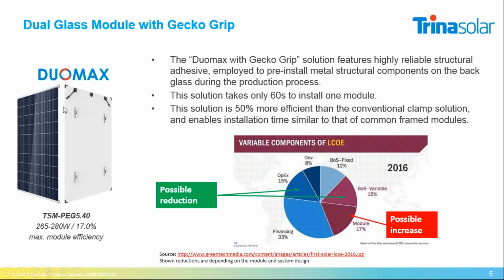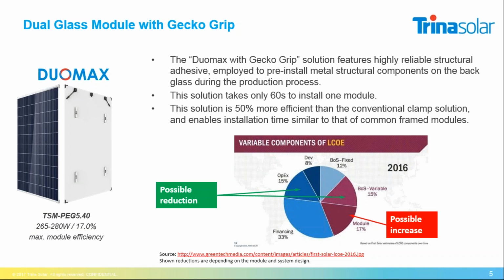Because as you can imagine, if you compare it with clamps, then you have the clamps installed on the edge of the module. Compared to that, the Gecko grips are moved to the inside of the module. That means the span width between the clamping points or the supporting points is much lower with the Gecko grip than with the clamps. This leads to a better stress distribution and a lower deflection of the module.